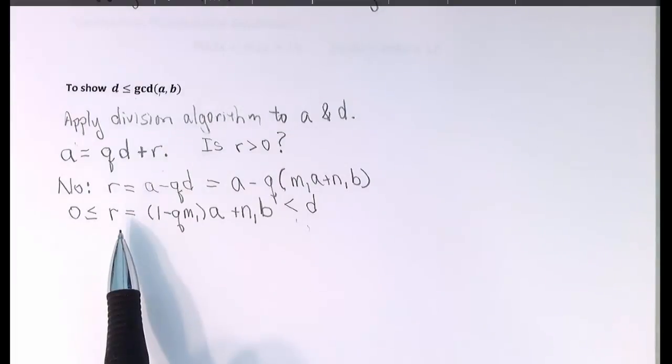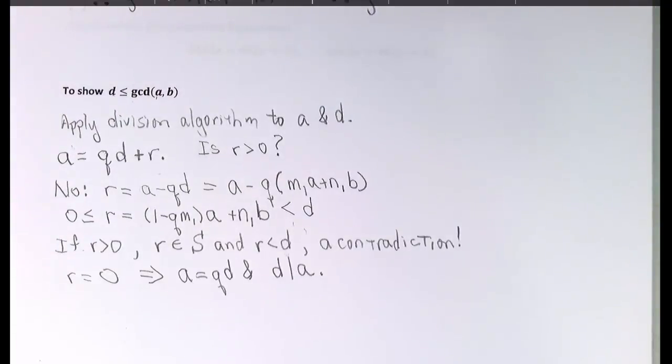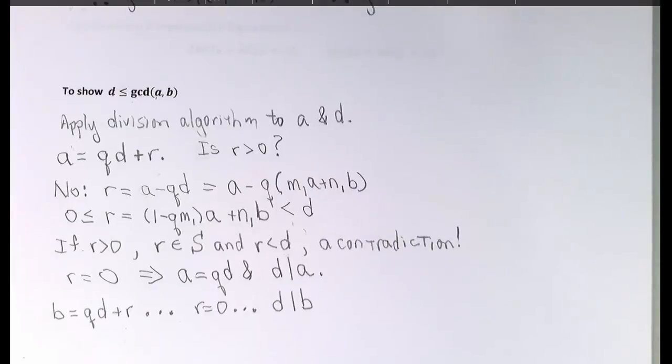If R is strictly greater than 0 and less than D, we have exhibited an element of S that is less than D, even though D is the minimum of S. Well, that would be a contradiction. So it must be the case that R is strictly equal to 0. This tells us that D divides A. We can apply this argument again. This time, instead of working with A and D, we can work with B and D. By a sequence of steps that's exactly parallel to what we have above, we'll show that D divides B.